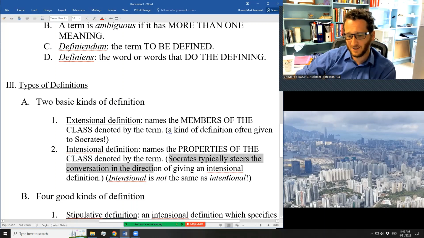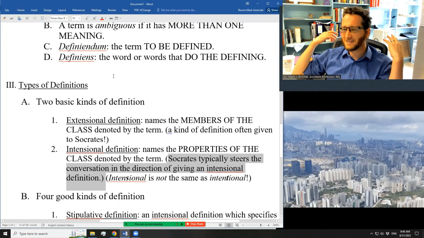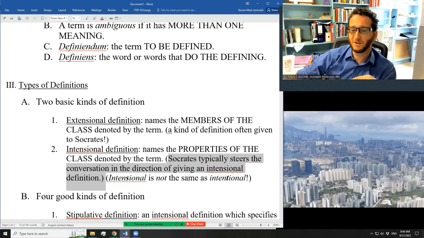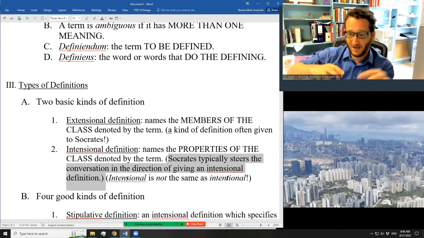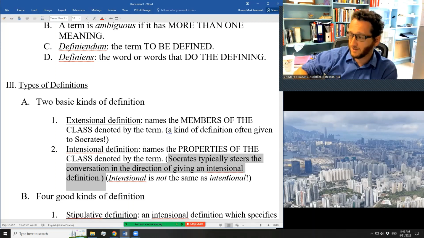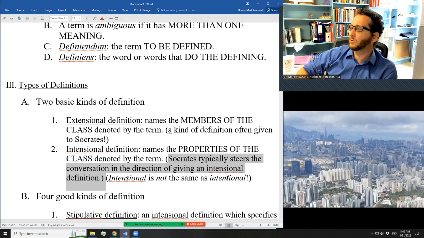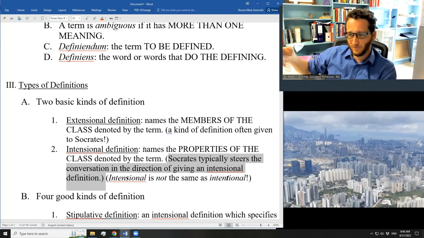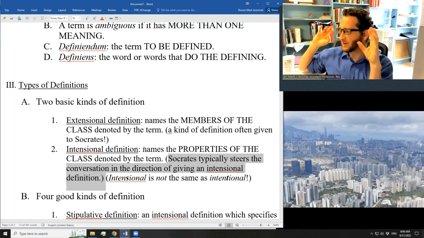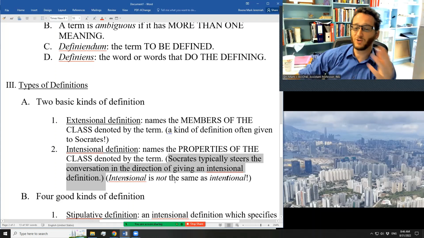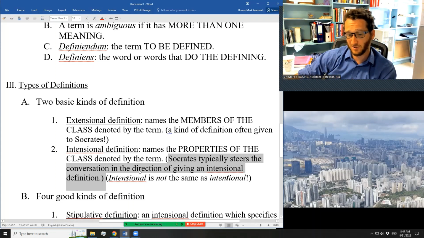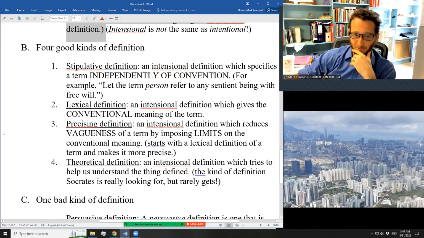And Socrates will try to steer the conversation towards intensional definitions. Now, I don't really understand what virtue is if you just give me examples. I don't want examples. I want you to tell me what is the essential nature of virtue. I want you to tell me the properties of the class denoted by the term. So virtue may denote different kinds of behaviors, or different kinds of human activity, or different kinds of character traits. But I want to know, what is it that makes each of them virtue? Don't just give me examples. Name the properties that make a thing virtue. Socrates will always try to steer the conversation in the direction of intensional definitions, usually with some resistance.